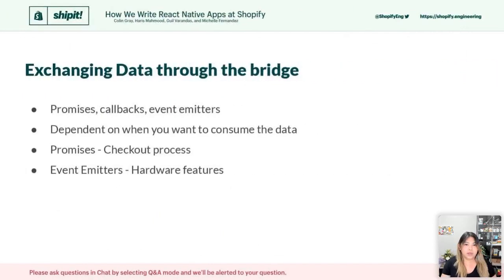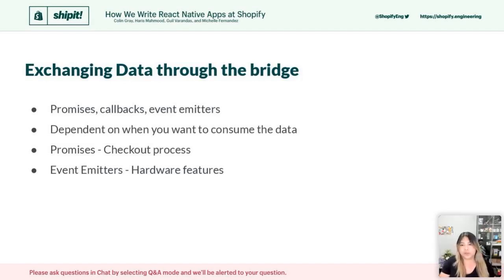So now you know that you can use them. How do you actually exchange the data? If you have a card reader, how do you process that card reader payment when you tap on it, and then you accept it, and then you also want to display some kind of UI update? There are 3 different methods that you can use to exchange data: promises, callbacks, and event emitters. It usually depends on which method you want to use.